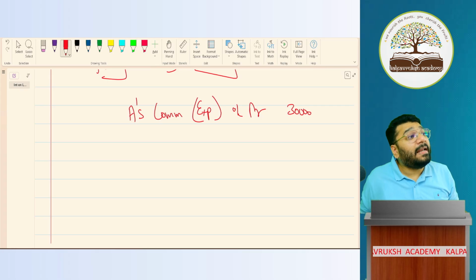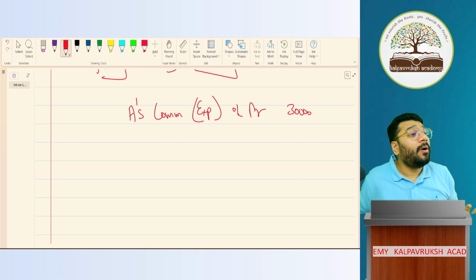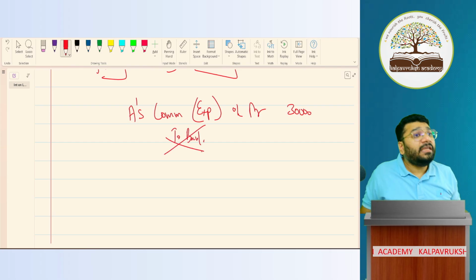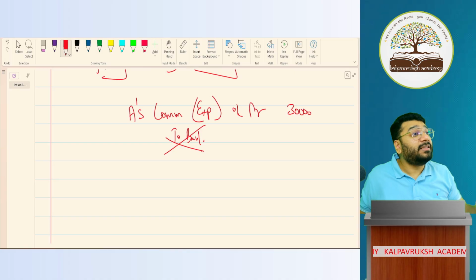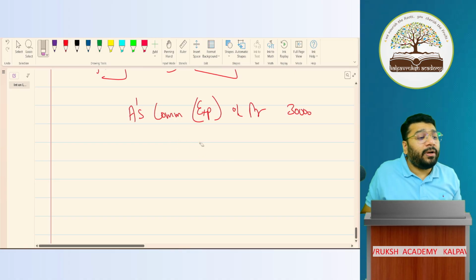Whenever you're recording a P&L appropriation transaction, whatever money you have to pay to the partner or receive from the partner, everything will be routed through the partner's capital or current account. Sir, if the payment is done, will the bank come here? The answer is no. Even if the payment is done, first you have to pass the due entry, then only the payment entry. This is a rule here. I will discuss why when I discuss partners' capital account and current account.